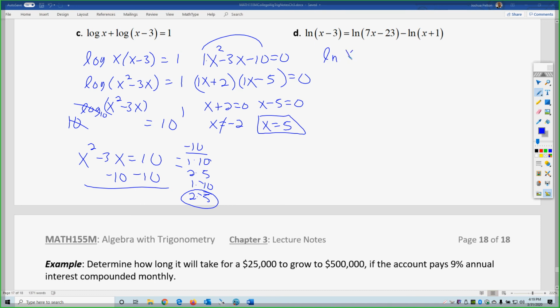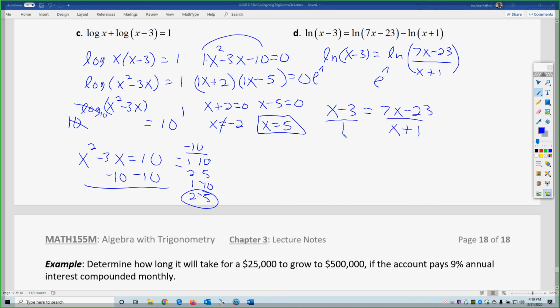So that's the natural log of x minus 3 equals the natural log of 7x minus 23 over x plus 1. You can do e to the power on each side because if it's natural log, it's log base e. So a base e, so it's e to the power of that stuff, will cancel it. Leaves me with x minus 3 equals 7x minus 23 over x plus 1. You can put over 1 on that. Cross multiply. You get x squared minus 3x plus 1x minus 3 equals 7x minus 23.